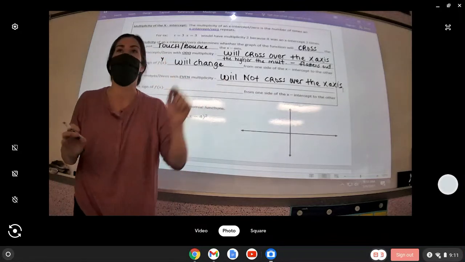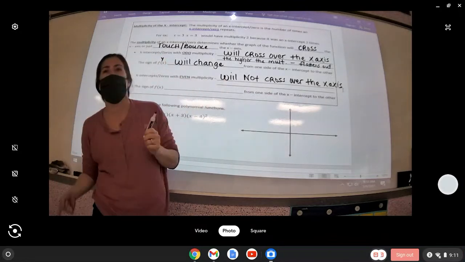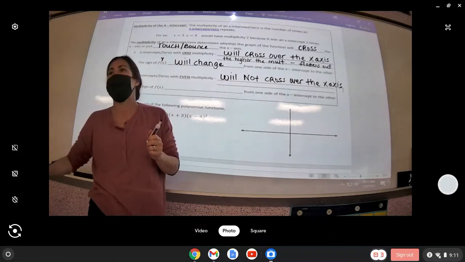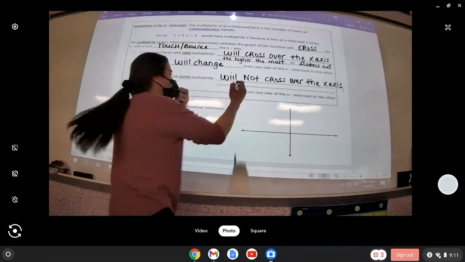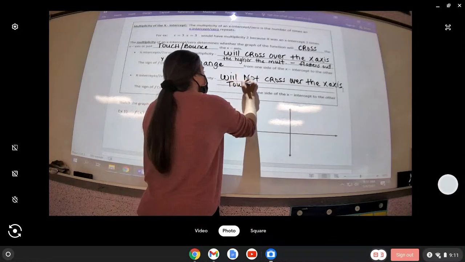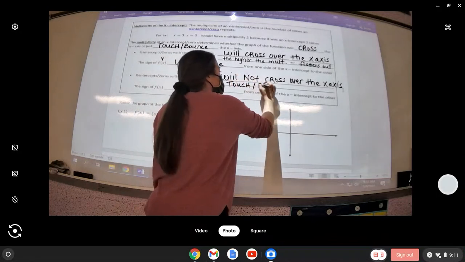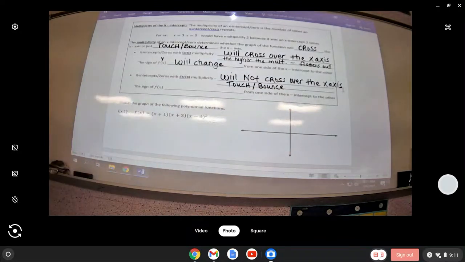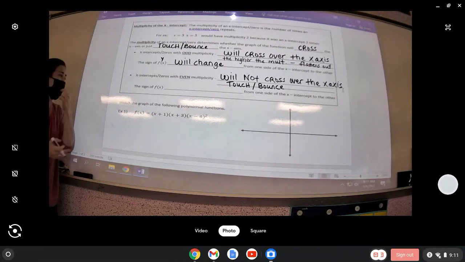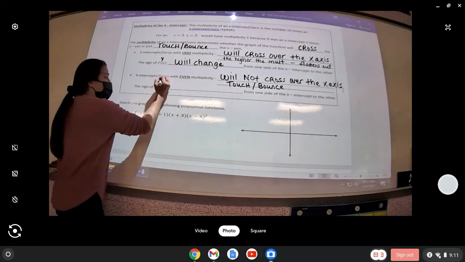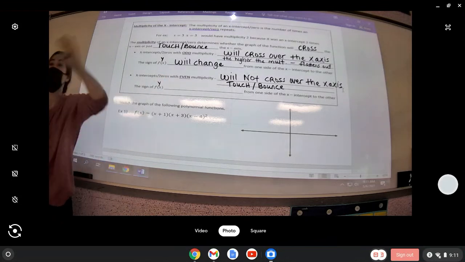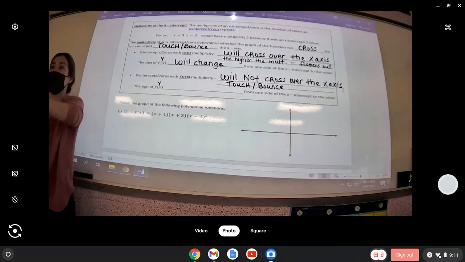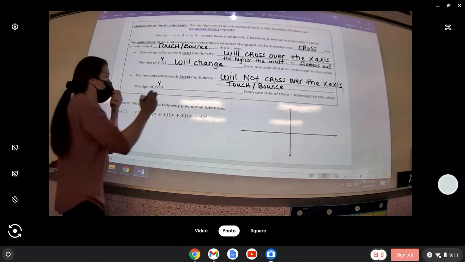I call these ones a bounce. It's going to look like it bounces off the x-intercept and goes back in that same direction. It doesn't cross over. So it just touches the x-axis or it bounces off the x-axis. Okay? So since it's not actually going to cross over the x-axis at this x-intercept, it means the sign of f of x, the sign of your y-coordinate, will not change. It'll stay the same sign on both sides of the x-intercept.